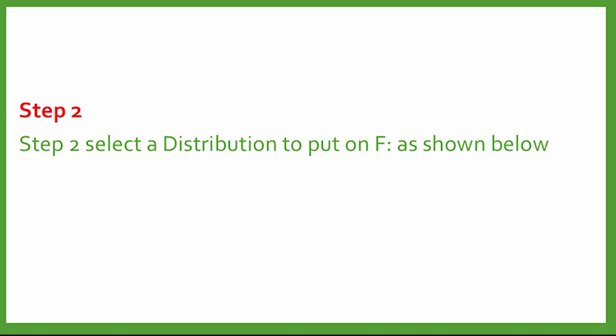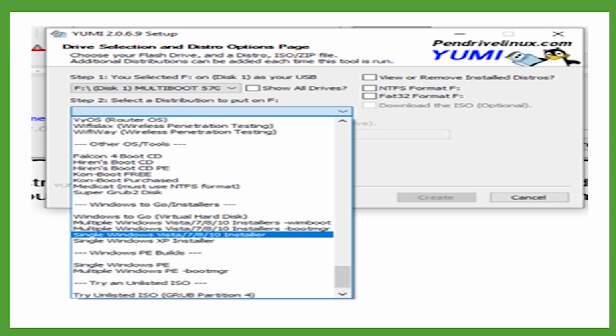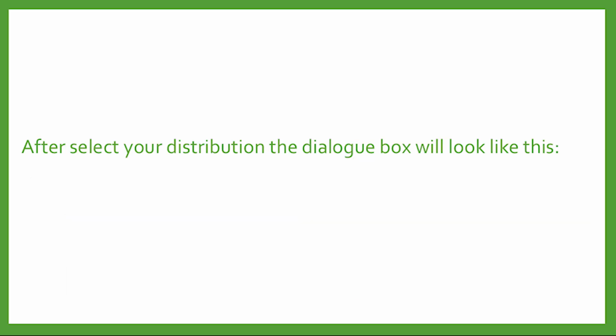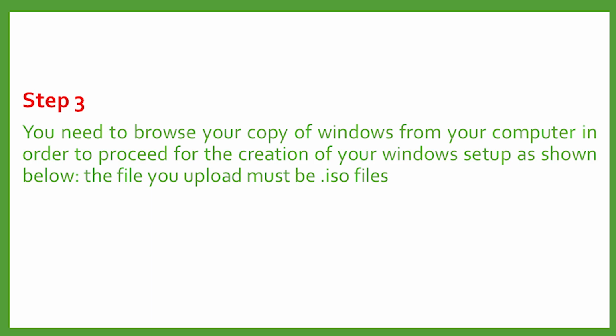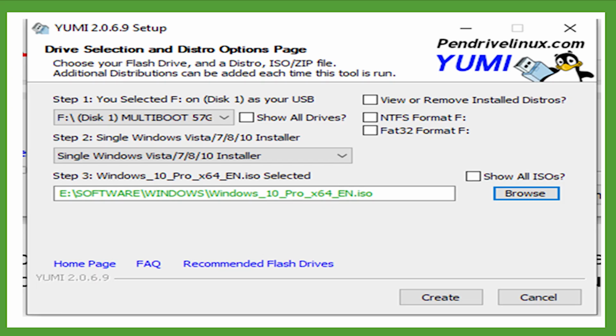Step 2. Select a distribution to put on F. As shown, you need to upload a copy of Windows 10 from your computer in order to create the bootable drive as shown. After selecting your distribution, the dialog box will look like this. Step 3. You need to browse for your copy of Windows on your computer in order to proceed with the creation of your Windows setup as shown.